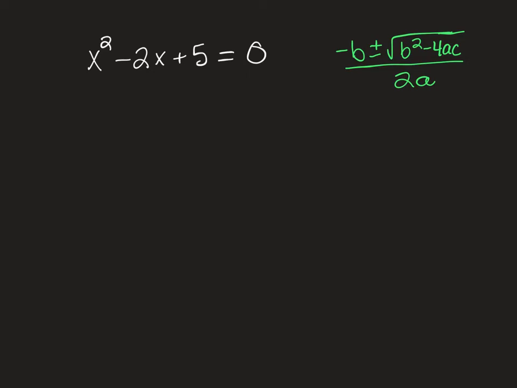All right. So, again, negative b plus or minus the square root of b squared minus 4ac over 2a. Remember, whatever is in front of x squared is your a. So, in this case, a is 1. Whatever is in front of x is always b, so that's negative 2. Whatever is at the end without a variable is c.